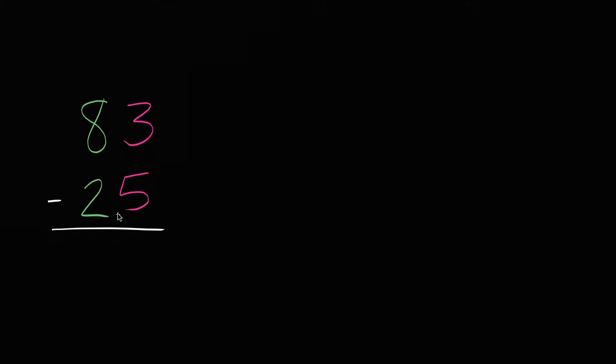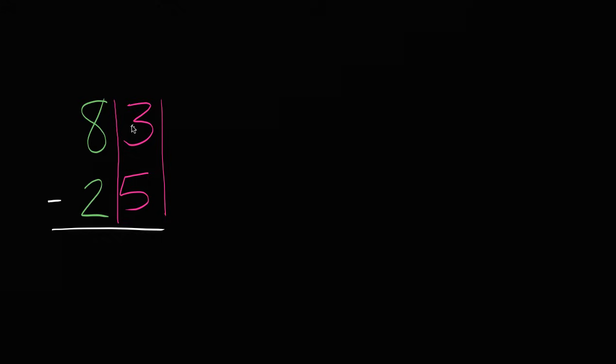So I'm assuming you've had a try, and when you tried to work through it, you probably first went to the ones place right over here, and you probably said, hey, I have 3 ones on top, and from that I want to subtract 5 ones. But then you said, wait, I can't subtract 5 ones from 3 ones. 5 is more than 3. What do I do? And what you do is what I'm about to show you.